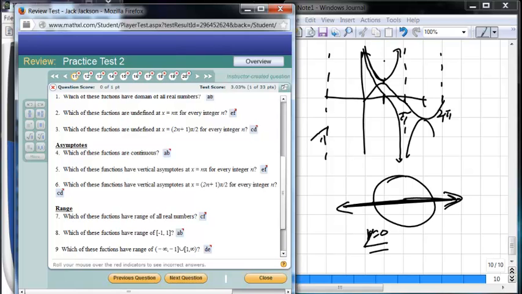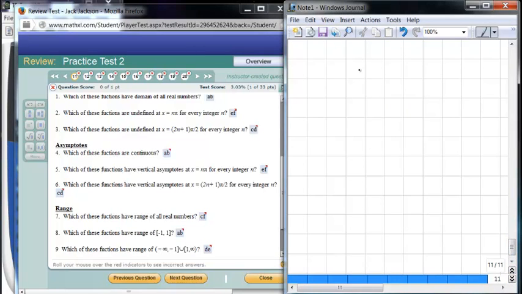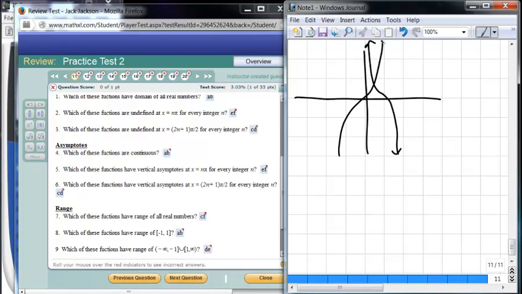So which ones have a range of all real numbers? Tangent and cotangent are the ones that go all the way, and I can just think of it from the graph. There's tangent, one period of it, and cotangent, one period here. So just one period alone takes care of all real numbers. All the others have gaps.